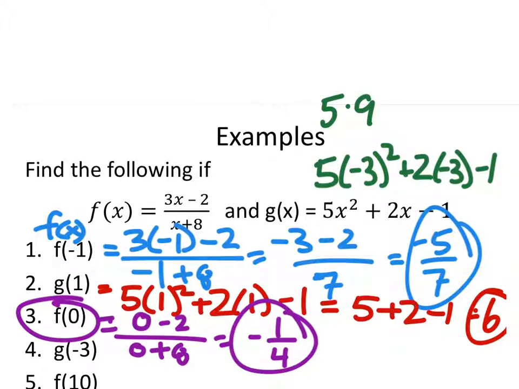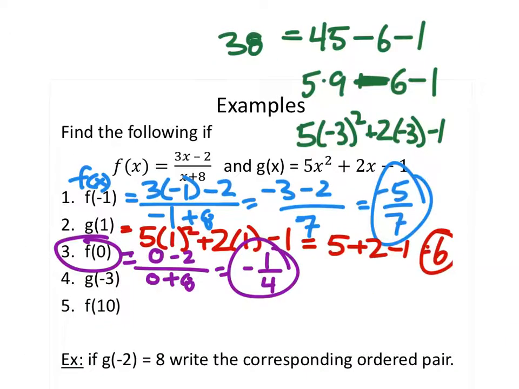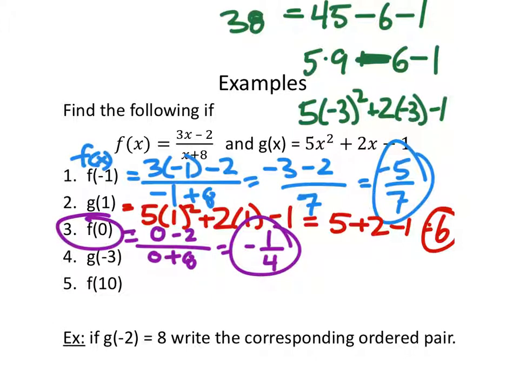So 5 times 9 plus 2 times negative 3 is negative 6 minus 1. You guys already know that plus a negative means we're going to subtract that 6. 5 times 9 is 45 minus 6 minus 1. And when we combine these, we get 38. So g of negative 3 equals 38.